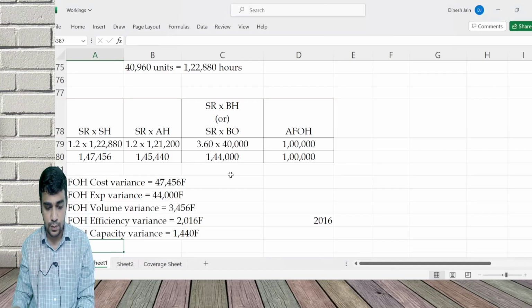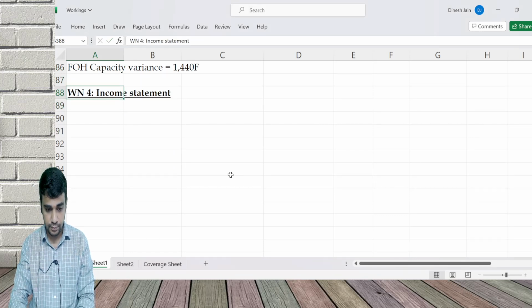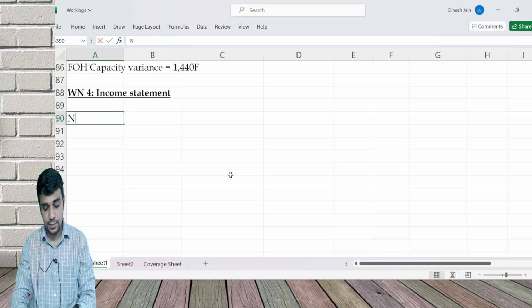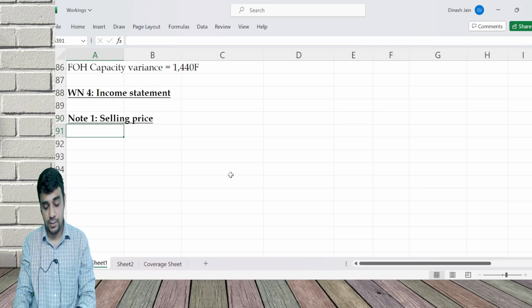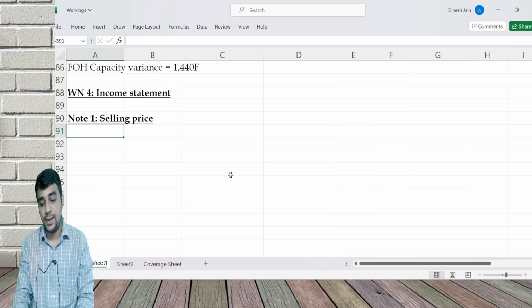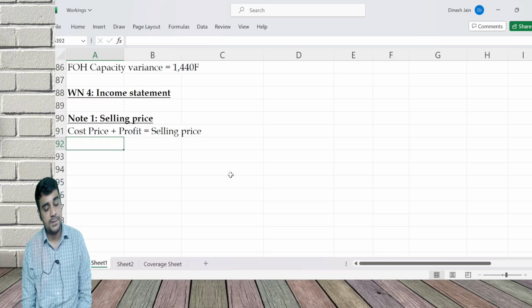Next, working note for income statement. Note 1: selling price. Cost price plus profit equals selling price.